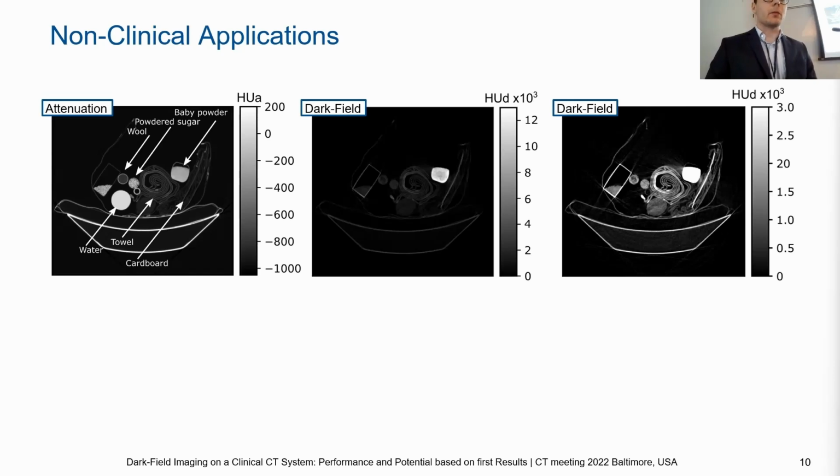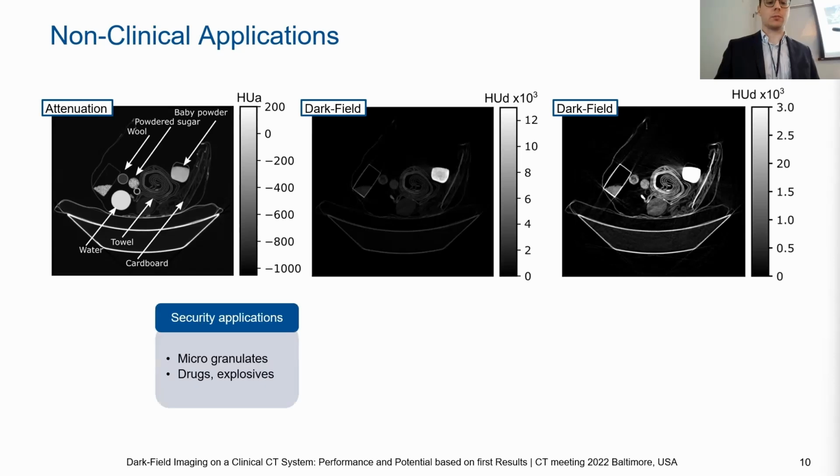And what's interesting is that this container that was filled with baby powder looks like it is a compressed object in some way, so a solid object. However, in the dark field, we can see quite clearly that it's actually a powder because it scatters quite a lot. So one immediate application of dark field imaging would be security applications, because we can quite nicely detect microgranulates and powders.